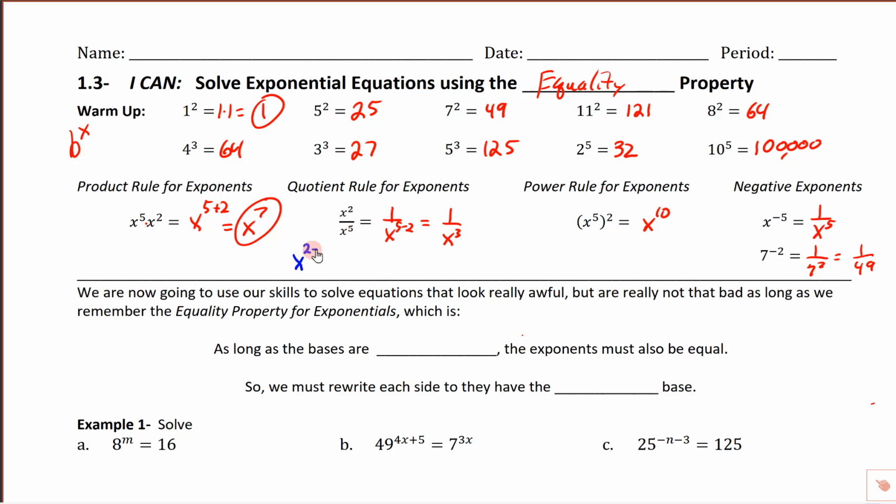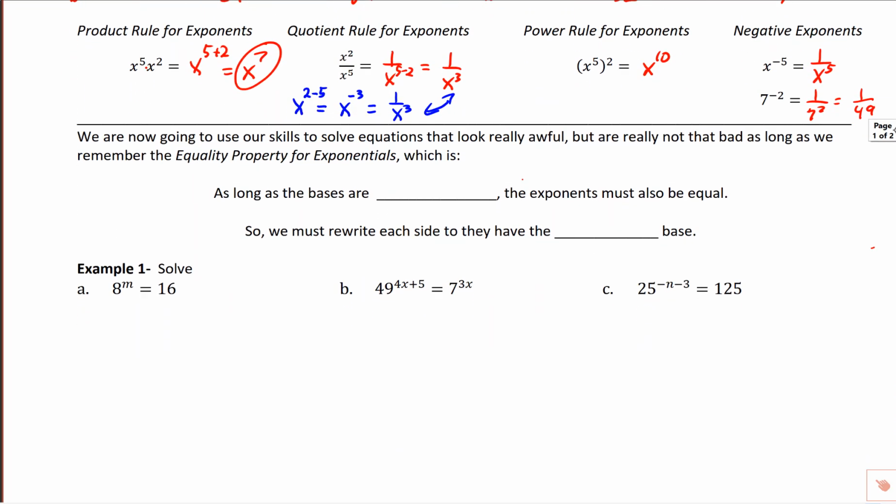So this would be x to the 2 minus 5. Well, 2 minus 5 is going to be a negative 3 for an exponent. Well, we normally don't write answers with negative exponents, so we're going to write this as 1 over x to the third, and lo and behold, it's exactly what we got right there. So, quick review of exponents. That's how they work.